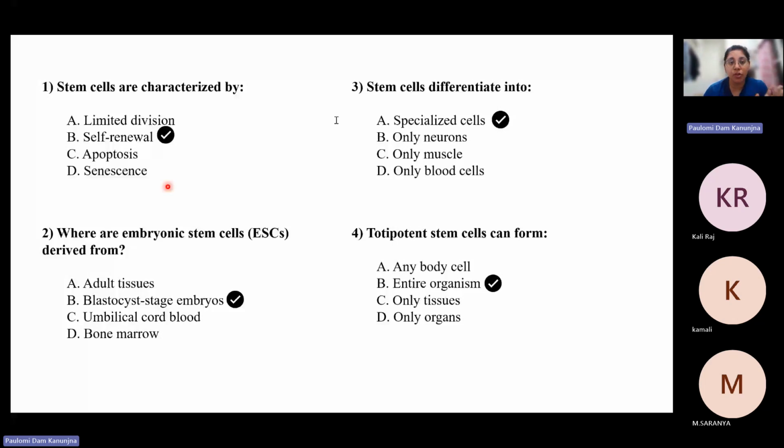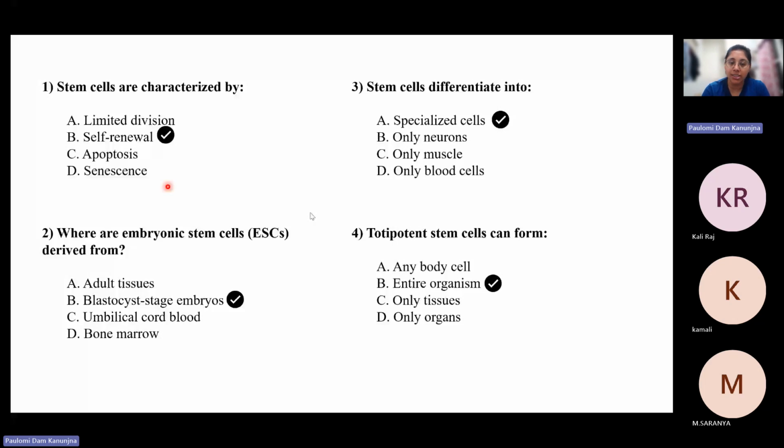For which cells is division basically limited? It's the differentiated cells, right? That's why they have a problem. Apoptosis is not a feature of stem cells; it is basically programmed cell death. And senescence, they don't enter cell cycle arrest. Next one: where are the embryonic stem cells derived from?